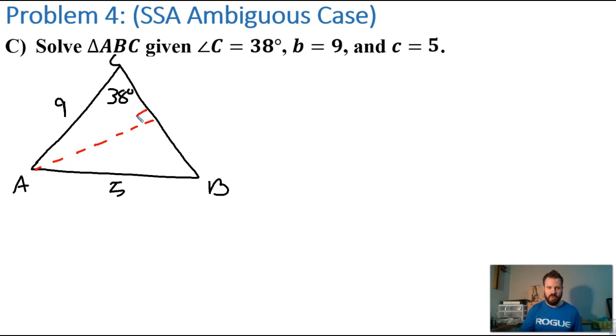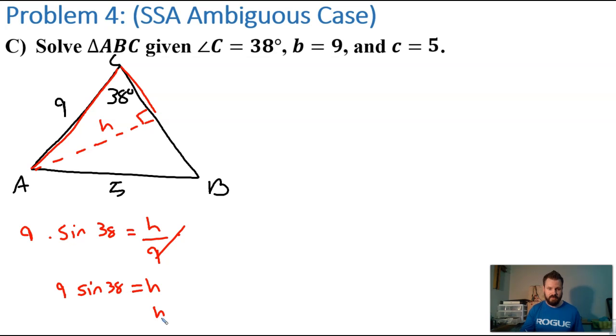That tells me I should check whether this opposite side is shorter than what this height would be. For that, we'll look at this right triangle. We can say that sine 38 is equal to opposite h over hypotenuse 9. Multiply both sides by 9, and we get h equals 9 sine 38. When I plug that into my calculator, I get 5.5. So this height is longer than the opposite side. That's how I know this one is no solution.